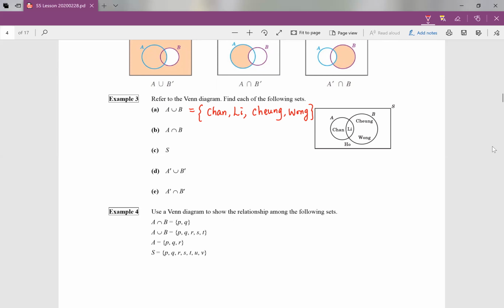A intersect B. I cannot stress this more, you must put the brackets. Universal sets. Chen, Li, Chen, Wang, and Hou.